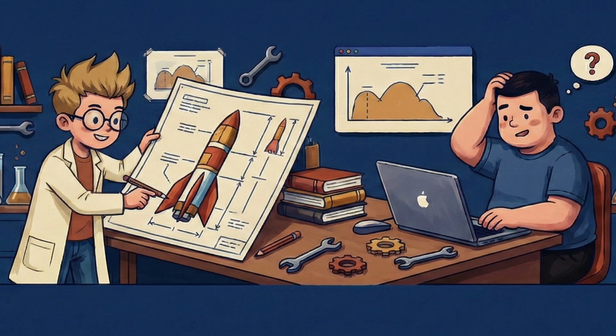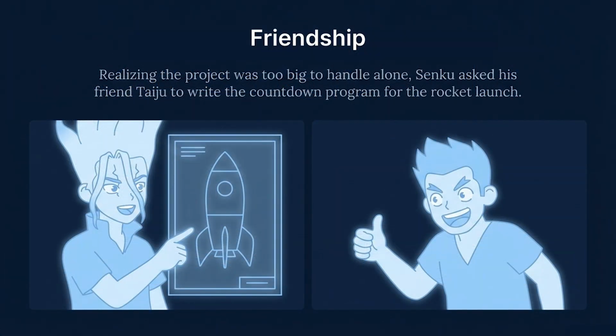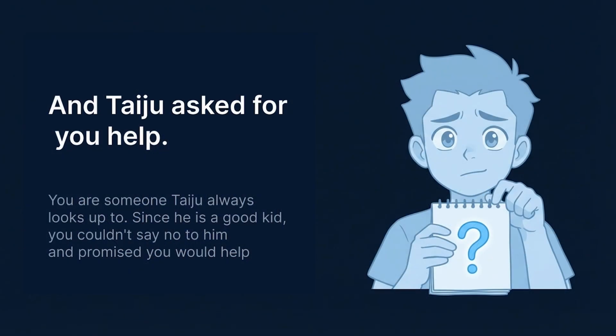It's one of our beloved characters, Senku. He's in the 4th grade, but he's exceptionally smart and passionate about science and technology. One day, Senku decided to build a small rocket because of his lifelong dream of going to space. Realizing that this project was too big to handle alone, he asked his friend Taiju to write a countdown program for the rocket launch. You're someone that Taiju always looks up to, therefore he asked for help. He's a wonderful kid, therefore you couldn't say no to him, and promised that you'd help him.